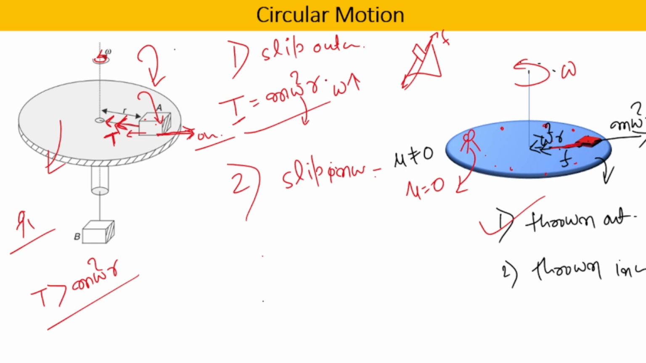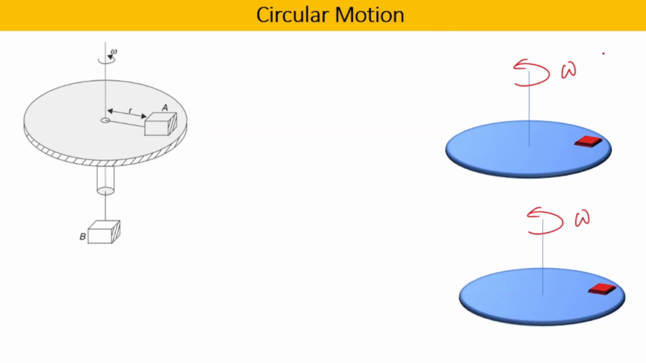So you may have understood these two things: in this question, this block may have a tendency to slip outward and slip inward. In both cases, we will get different omega values. Let's now talk about the first case. Suppose the tendency is slipping outward. Let's write the equation from the ground. When it has a tendency to slip outward, friction will act inward. And what more force will act inward? Tension T was there.